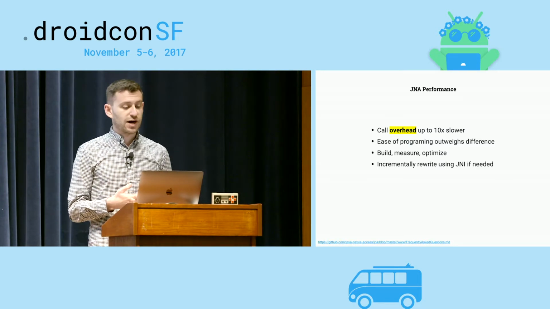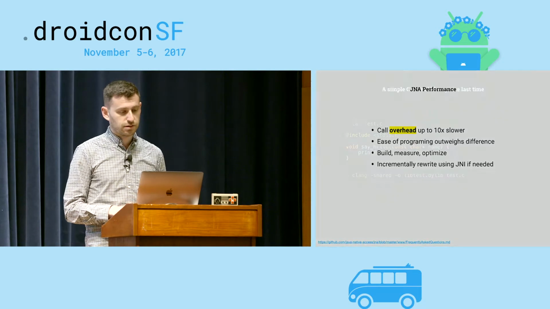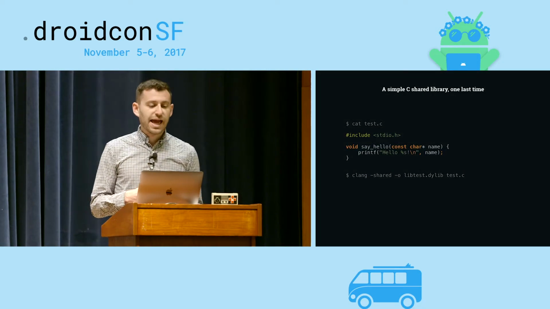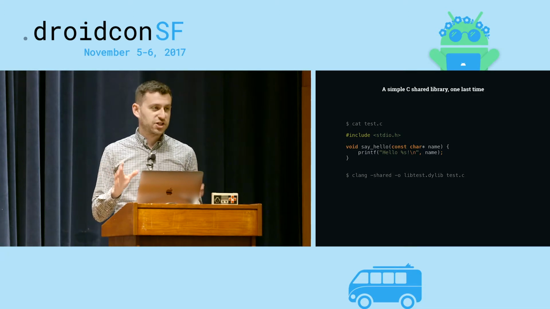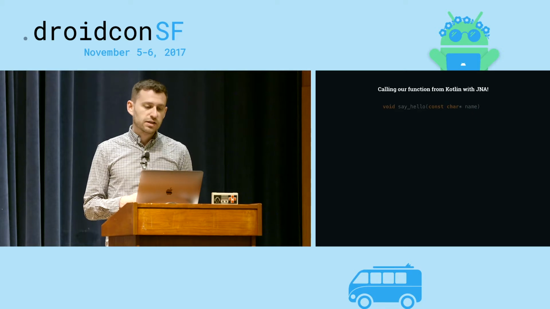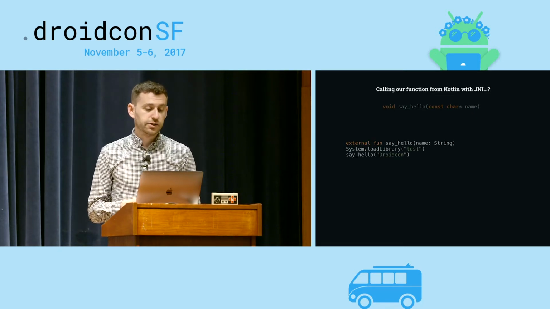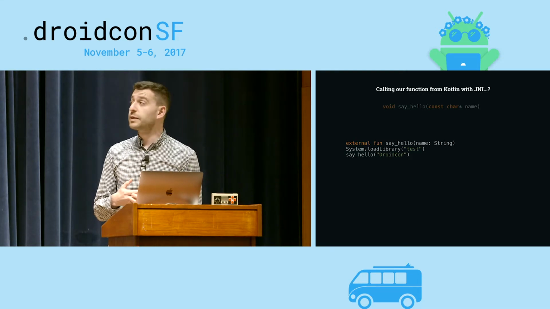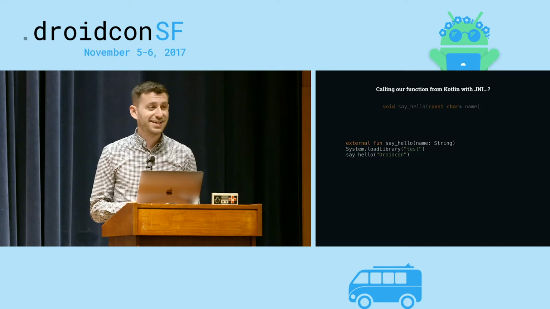So let's dive in and try this thing out with some code. Here's our simple C shared library from before, and we've removed all of that ugly JNI C++ code from it. Now we have our Kotlin code, and this is where we unsuccessfully tried to call our library using JNI. So let's look at how we can convert this into using JNA instead.